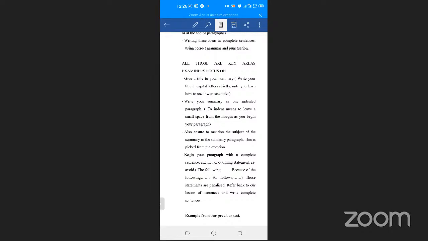Go on. Give a title to your summary. Write your title in capital letters strictly until you learn how to use lower case titles. Write your summary as one indented paragraph. To indent means to leave a small space from the margin as you begin your paragraph. Also ensure you mention the subject of the summary in the summary paragraph.